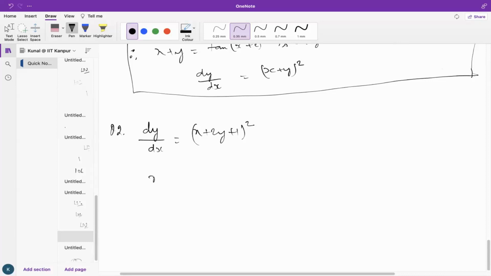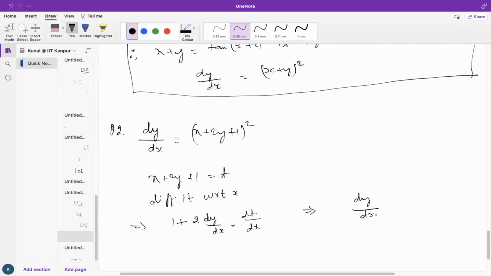So we will write x plus 2y plus 1 is equal to t, and differentiate it with respect to x. So what we will get from here: 1 plus 2 dy by dx is equal to dt by dx. That implies we will get dy by dx is equal to 1 by 2 times (dt by dx minus 1).